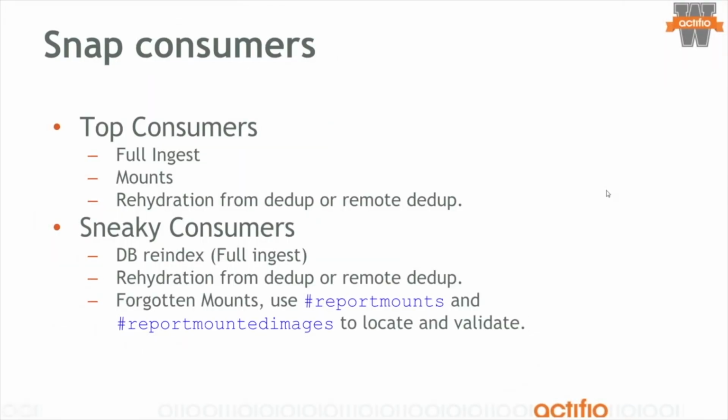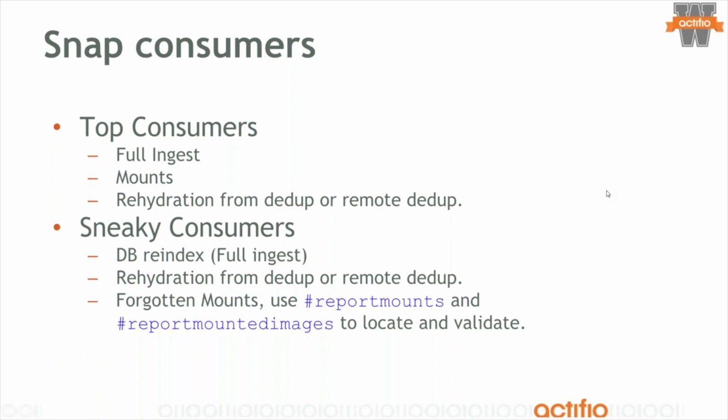All right, so snap consumers, the big ones are going to be full ingest, which I believe we've talked about exhaustively at this point, mounts, which we just covered, and rehydration from dedupe or remote dedupe, which I just explained. Now, the sneaky consumers, and this is the portion where I'll get into finding old mounts and getting them cleaned up. The DB reindex, I do mention this a few times because it is generally what bites people the most. So I really want to make sure everybody takes this home. The rehydration from dedupe or remote dedupe, which I just described, that's 1 terabyte for the main image, 1 terabyte for the restore, 1 terabyte for the mount.